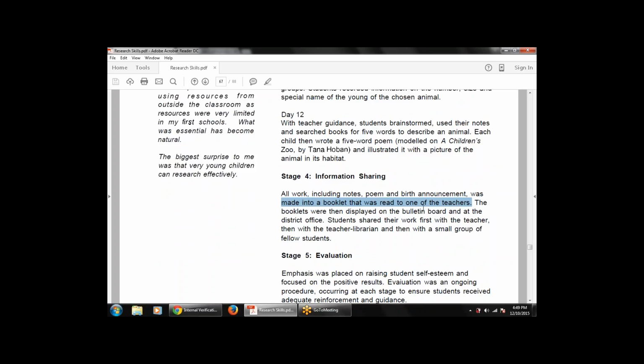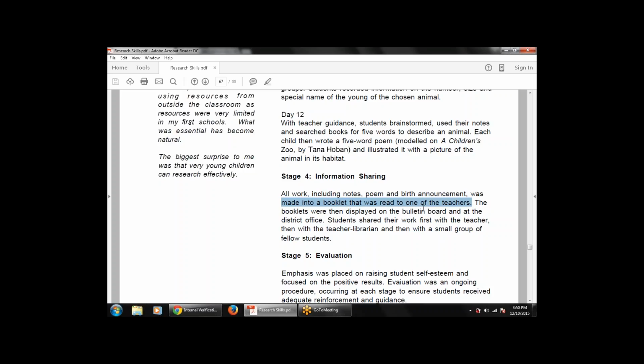So whatever information is going to be shared is available in only one booklet, and that booklet will be displayed on the bulletin board and at the district office. So it is available at the bulletin board for information sharing, and also at the district office.